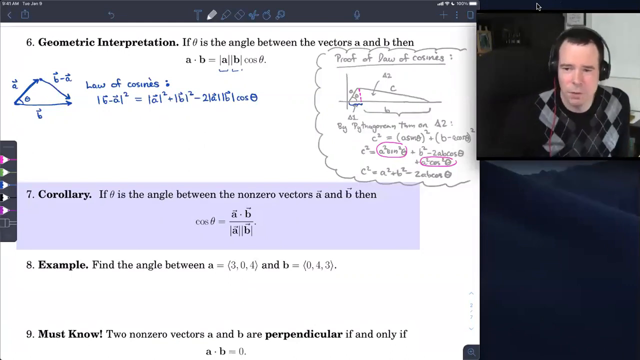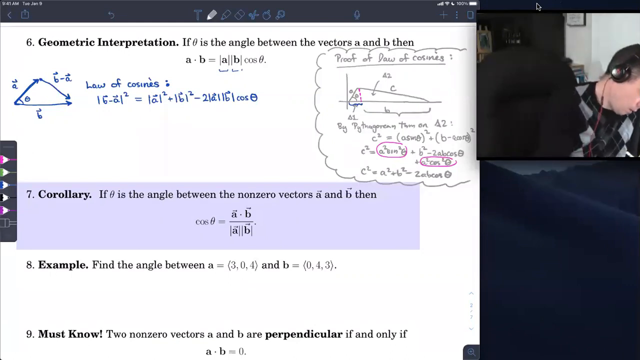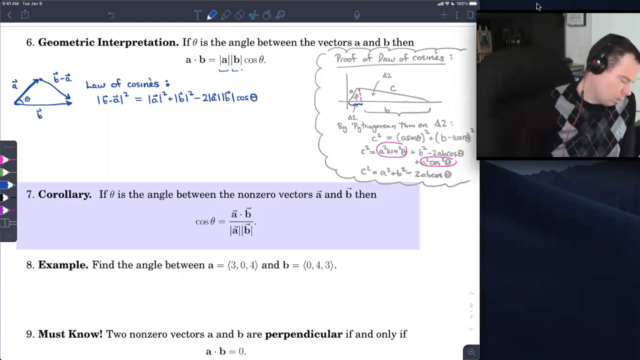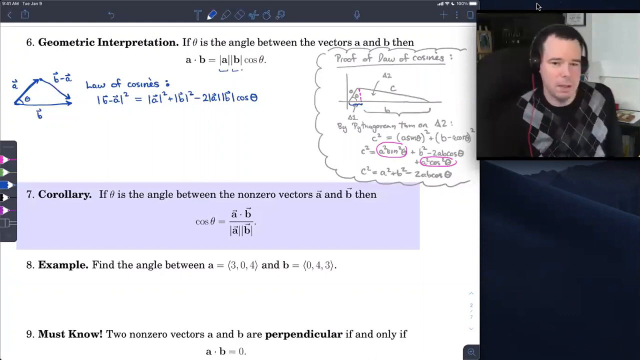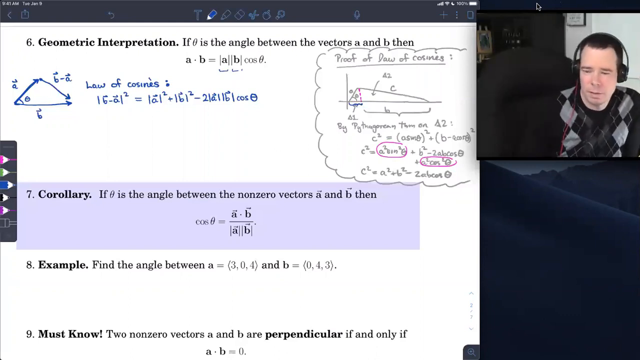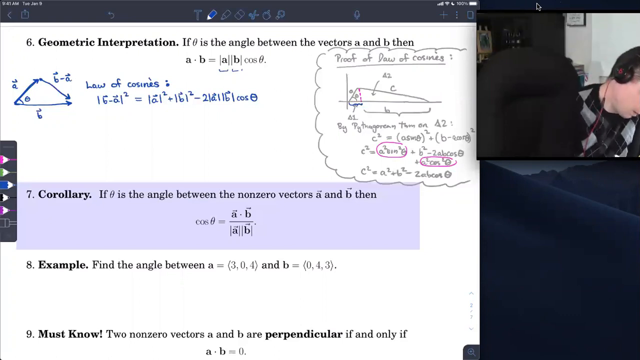Okay, so there's our law of cosines for our triangle on the left now. And now what we want to do is go ahead and see, if we start to simplify this, why it turns into that geometric interpretation statement I've written above. A dot b is equal to the length of the two vectors times the cosine of the angle between them.